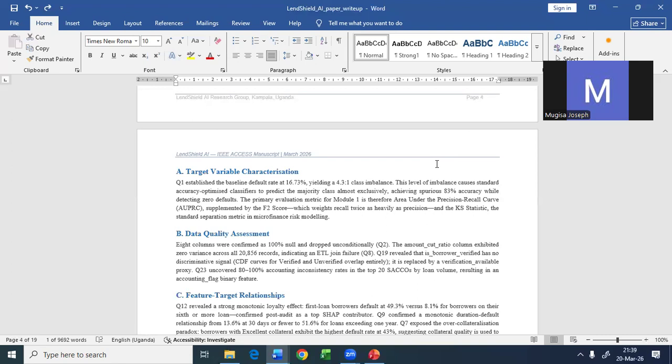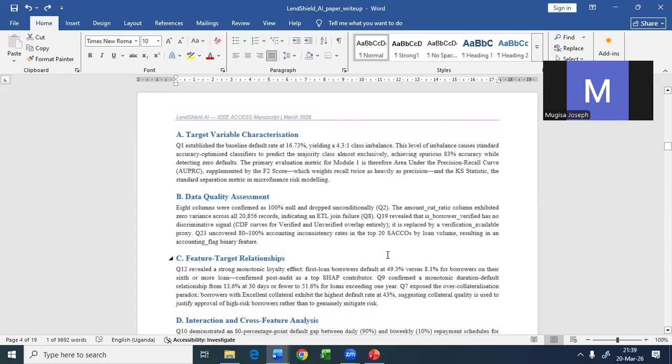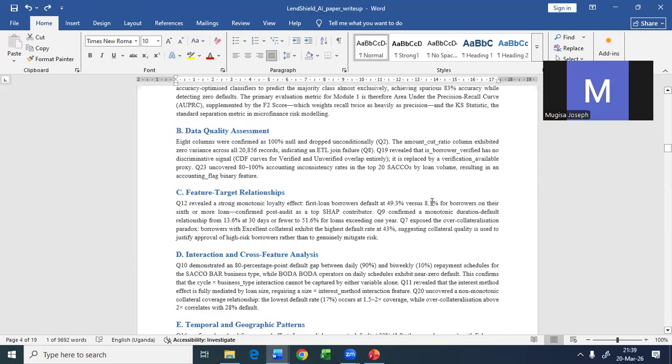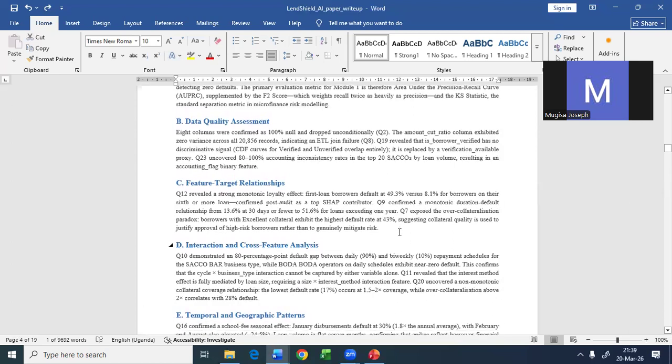And we had to carry out some visualizations, and we came out with the finding that we have a 16% default rate. So that is giving us a 4.3 to 1 ratio. So that is the 16%, then the rest are fully paid, like the ones who never defaulted. So we got that through visualization, and therefore we have modeling decisions that we carried out.